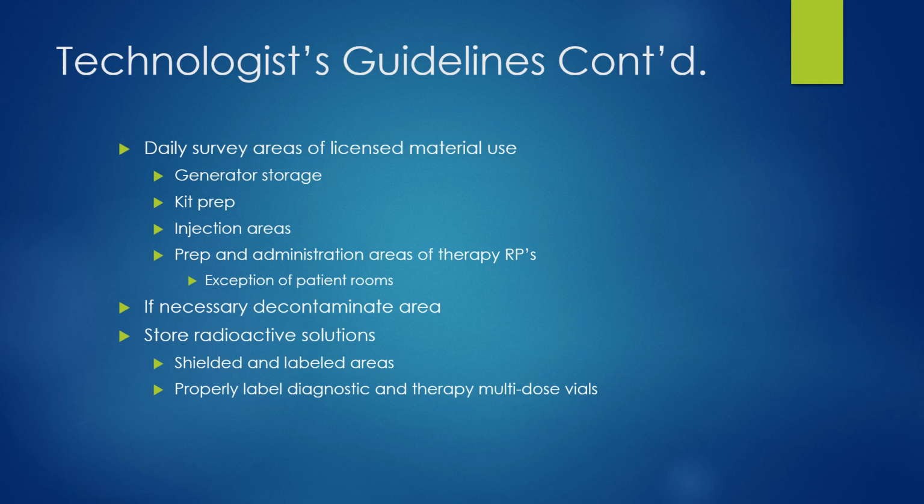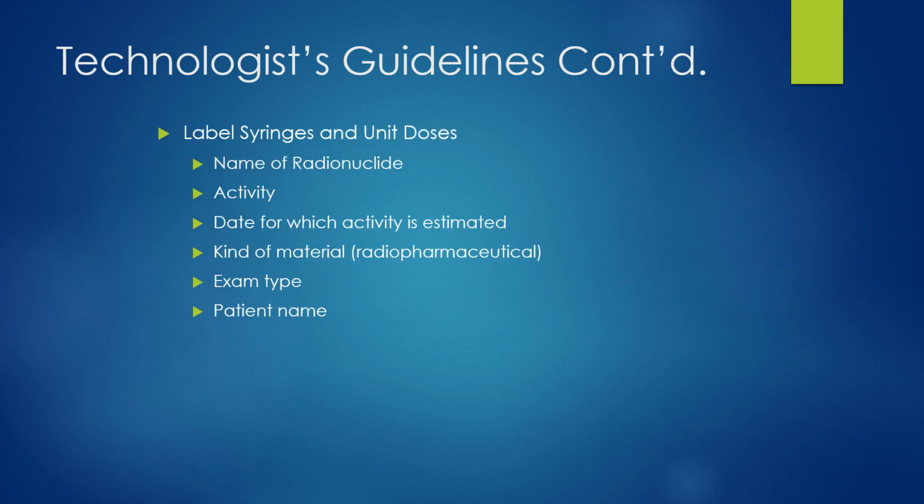Daily survey areas of licensed material use. This would include generator storage if you have one, any kit prep area, injection areas, and prep and administration areas of therapy. The exception to that is the patient rooms while patients are in them. If you find any contamination, decontaminate it and record that. Store radioactive solutions in shielded and labeled areas and in properly labeled diagnostic and therapy multi-dose vials. It's also important that you label syringes and unit doses with the name of the radioactivity, the activity present, the date and time of assay, the type of material or radiopharmaceutical, exam type, and patient name. You don't always have to include the patient name or the exam type, but that is best practice if you have it.